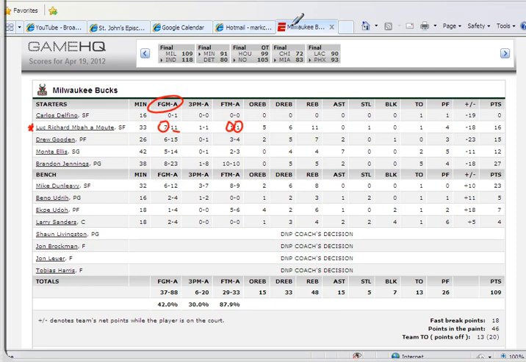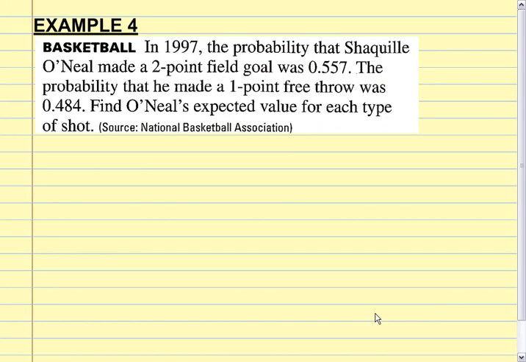Now, of course, a basketball game is not played on a field, it's played on a court. But shots taken during play, not free throws, are called field goals. Okay? So now that we know that, let's go back and talk about Shaquille O'Neal for a moment. The probability that he made a 2-point field goal was 0.557. The probability that he made a 1-point free throw was 0.484.